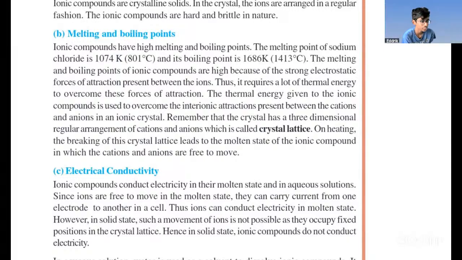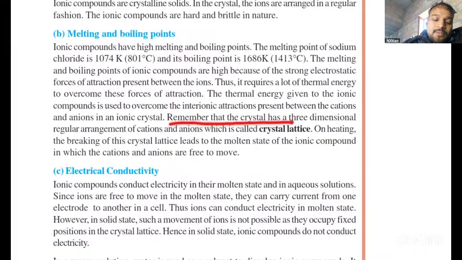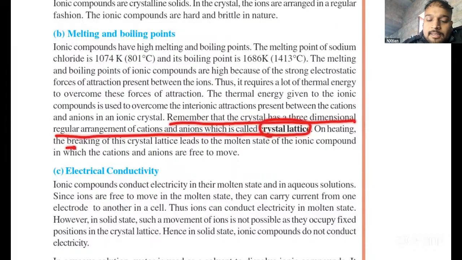Yeah, okay, so it's like that only. How much thinking is basically the energy required to break the bond between the Na and Cl. Remember that the crystal has 3D regular cation and anion, which is called the crystal lattice. On heating, the breaking of the crystal lattice leads to the molten state.